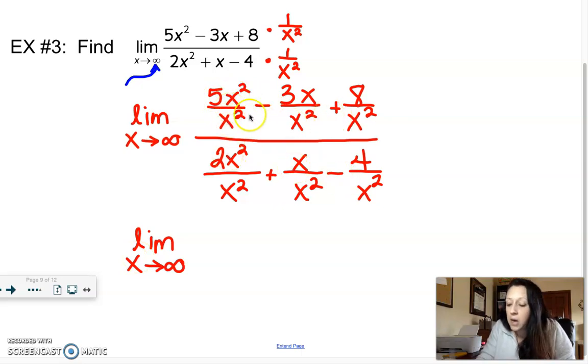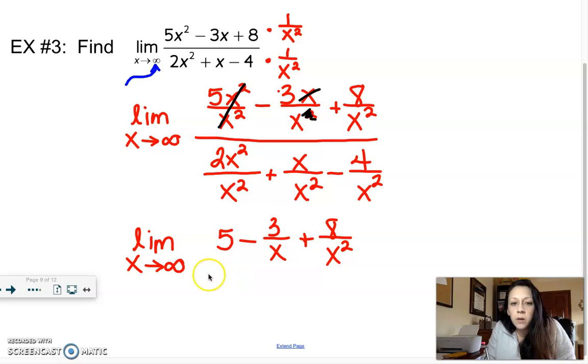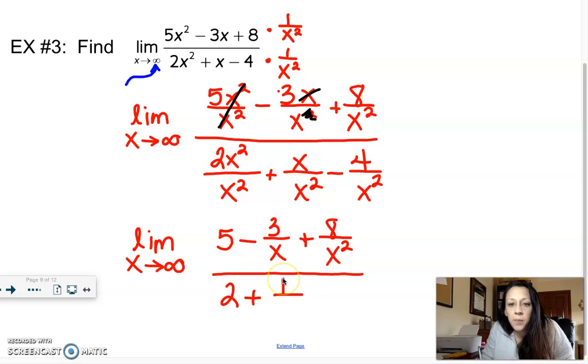Now I'm going to simplify. This is basic simplification, one fraction at a time. If I asked, what's 5x squared over x squared? Well, the x squareds would cancel, and that means you would just have a 5. 3x over x squared would be equivalent to 3 over x, because one of your x's would cancel from the top and one x from the bottom. 8 over x squared does not simplify, so it would remain the same. Okay, so just keep going through and simplifying one fraction at a time on the top and the bottom.